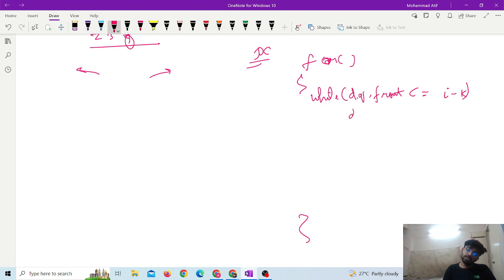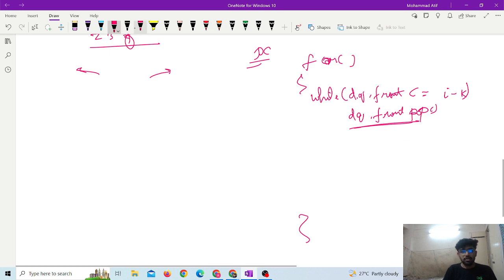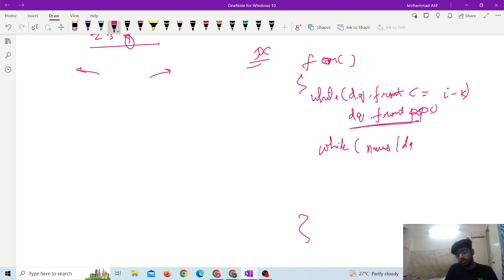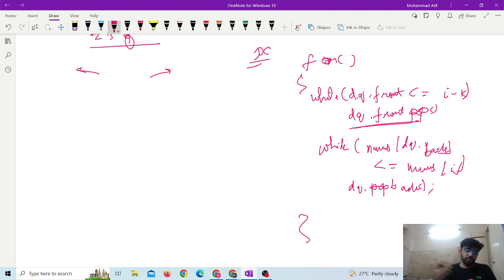So what does this mean? This means that I will be popping the element from the front because it is lying outside the current window. And now we will be popping from the back. So nums of dq dot back, if in case this element is smaller than nums of I, I will simply pop back, right?